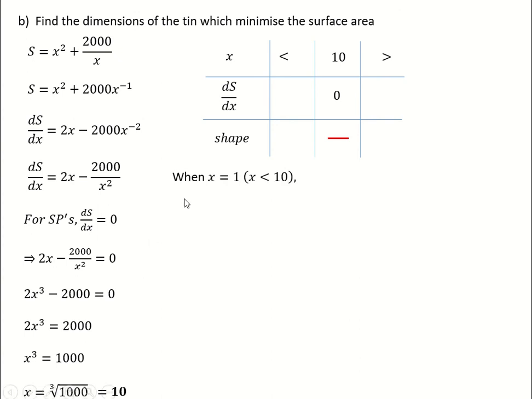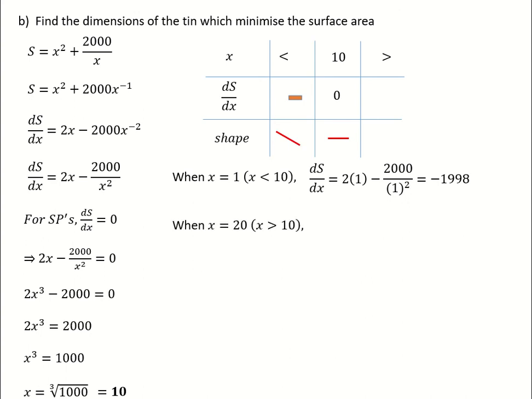So I can pick anything less than 10. I'm going to pick 1 because it's nice and easy to work with, and substitute into my derivative, and I get minus 1998. Don't worry about the 1998. It's the fact that it's negative. Okay, that's the important bit. In which case that means my derivative is negative, which means my shape is decreasing until the point 10, and then afterwards.